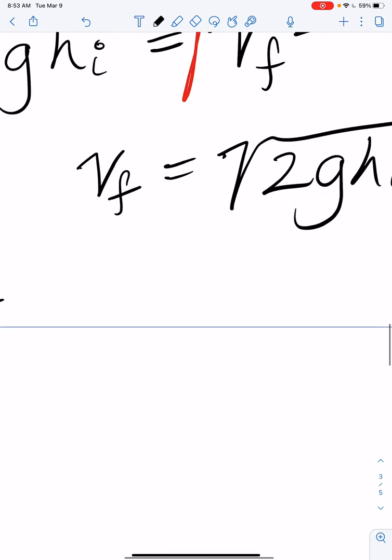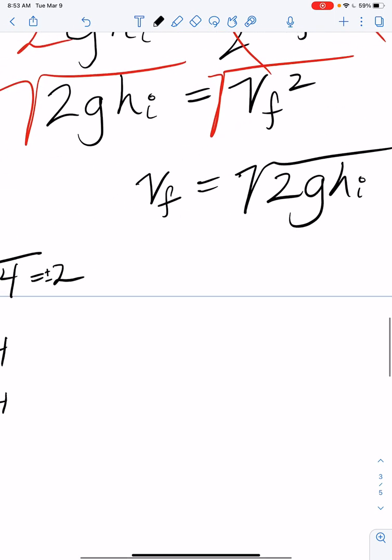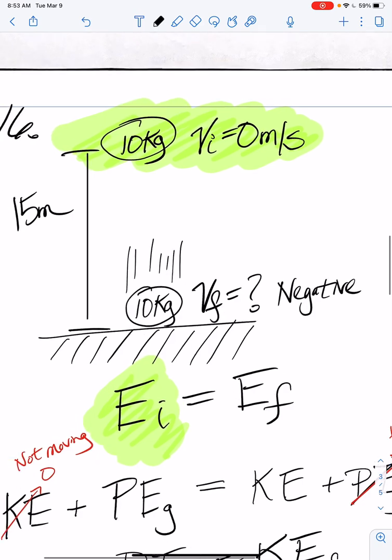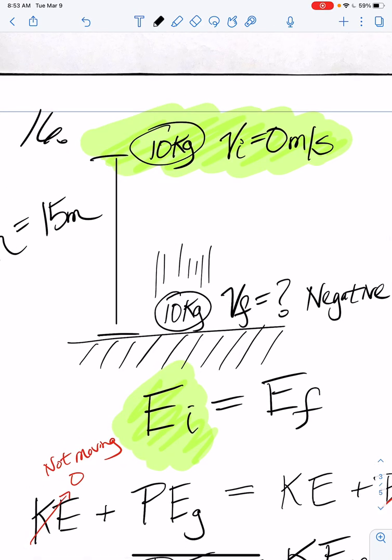Coming back here, we can see that we're going to get 2 answers, but only one of them is going to make sense, and we're going to throw the other one out. The one that makes sense is that the rock is moving downwards and the final velocity should be negative, and the positive answer we're going to throw away here.